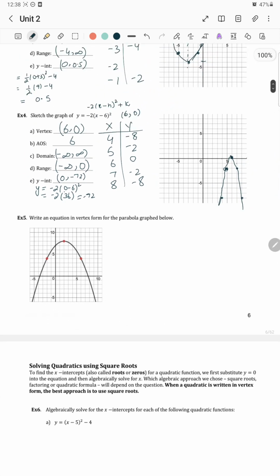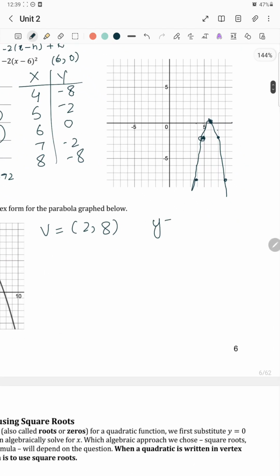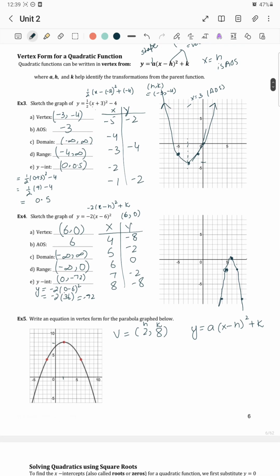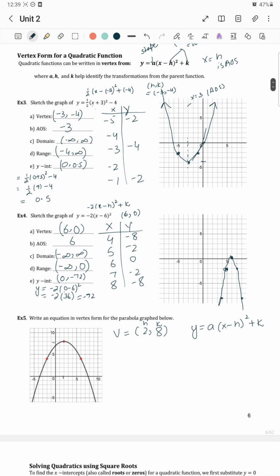Write the equation in vertex form of the parabola graphed below. The vertex is this, that is 2 and 8. So the equation is y equals a times x minus h whole square plus k, where h is 2 and k is 8. And what is a? a is the shape, and we need to find out the shape.